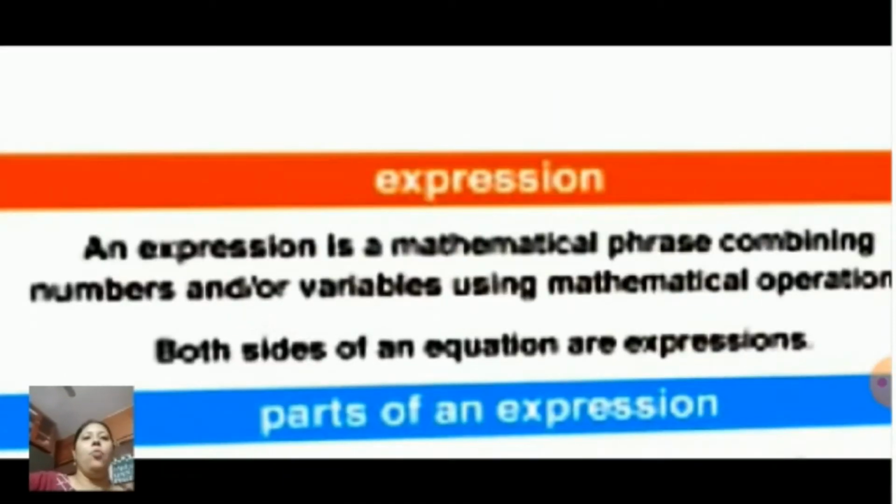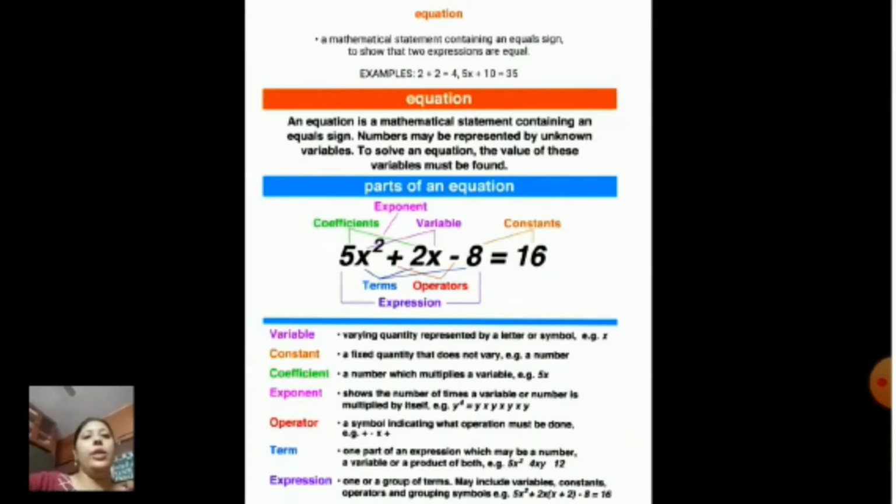And then what is an expression? It is the basic definition of expression that it is a mathematical phrase combining numbers and variables using mathematical operators. And when we put an equal to sign, then it becomes an equation. So what is an equation? A mathematical statement containing an equal to sign to show that two expressions are equal. Here we say 2 plus 2 equals 4. So when we say 2 increased by 2 is equal to 4, then we have an equation.